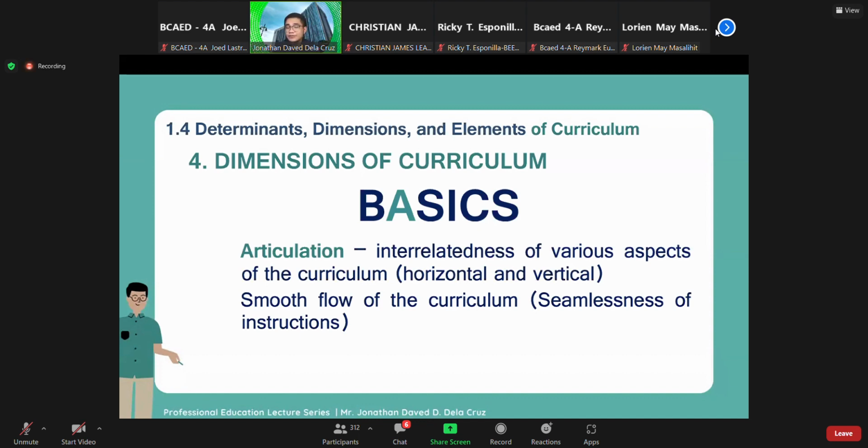Next is articulation. Articulation is interrelatedness of various aspects of the curriculum, shows the horizontal and vertical alignment per se. Smooth flow of curriculum, ang gusto natin dito ay seamlessness of instruction. So, iniiwasan natin, gusto nating maranasan ng bata yung smooth flow of discussion. Ayaw natin ng tawag doon, putol-putol or staggered approach on delivering content. Okay?